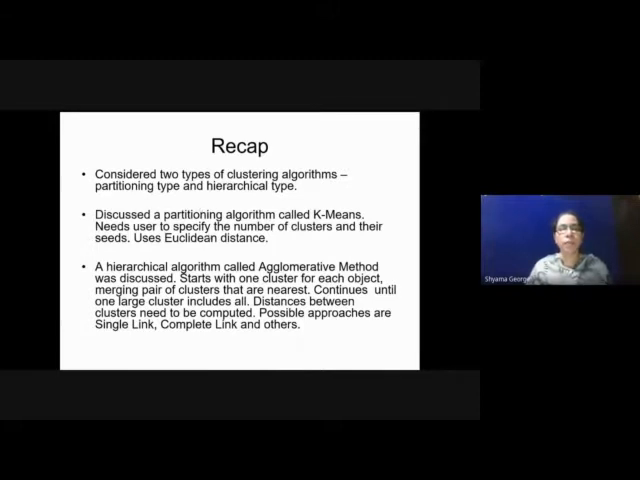Then we studied the agglomerative method, in which we initially assume that each object is a cluster. Then we merge the two nearest clusters and continue like that until we get a large cluster. And in hierarchical agglomerative clustering, we used distance measures like single link, complete link, etc. to compute distance between clusters.